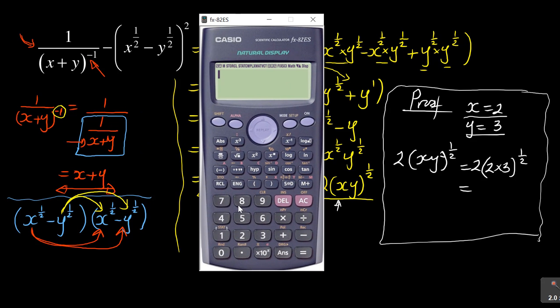Of course, I need the calculator. It will be 2 bracket, 2 times 3 to the power of a half. I'm getting 4.898. Actually, it's 4.899, but let's just say 4.89 in this case.